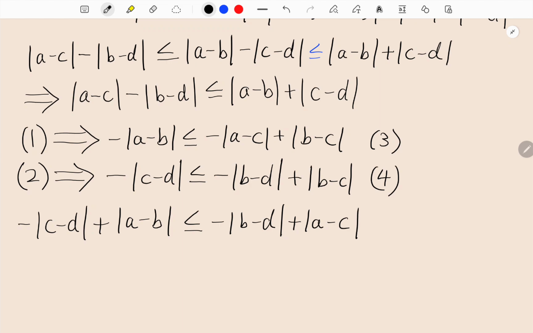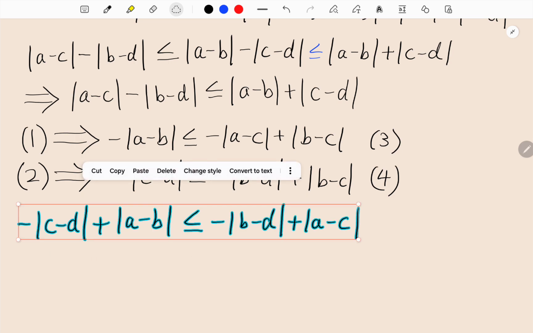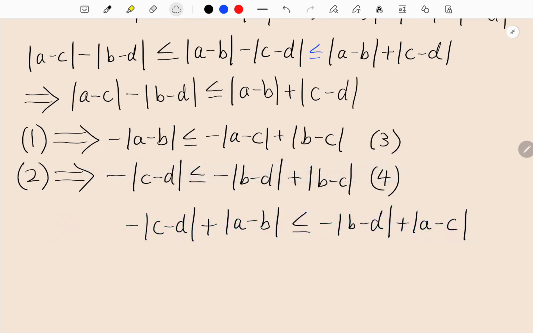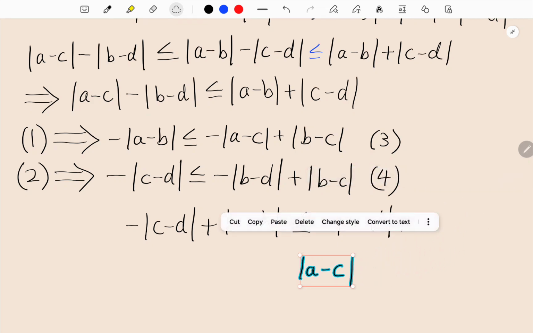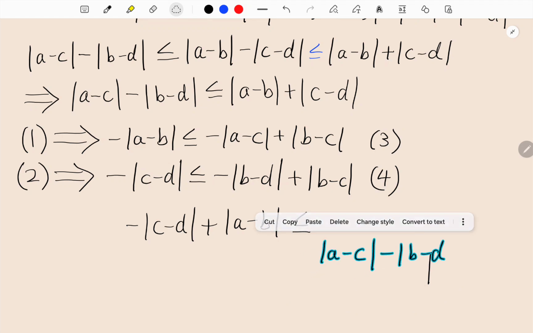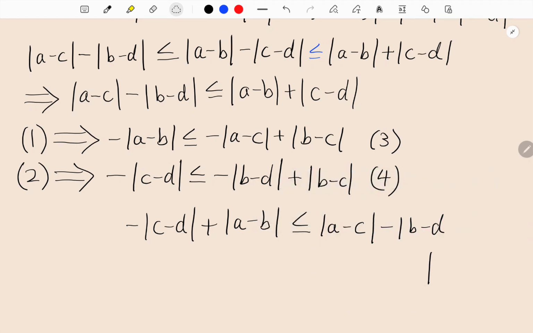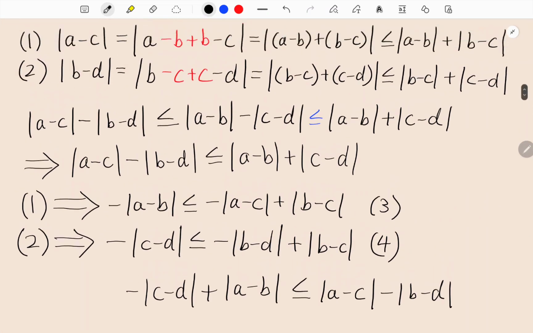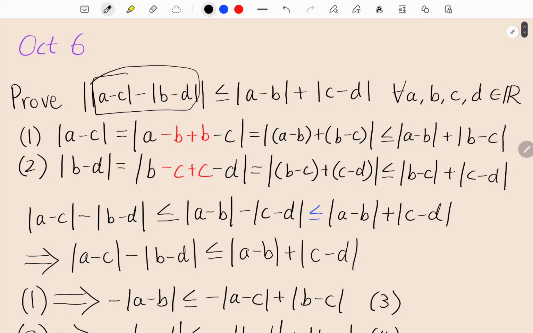Okay, so why is this helpful for me? Because over here, by the way, this absolute value of a minus c minus, so this is the same thing, right? I'm just going to rearrange this. Earlier I had negative absolute value of b minus d plus absolute value of a minus c, which is the same thing as the absolute value of a minus c minus the absolute value of b minus d. Okay, which is actually still what's in the absolute value here in the original statement.